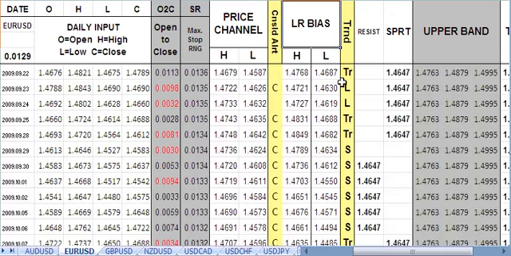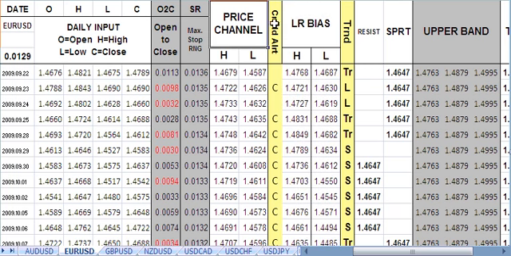Okay, we're going to take a look at the channels columns. You have price channel and you have a linear regression bias channel. Let's take a look. Here you'll see the price channel is on the left and the linear regression bias is on the right. Alongside of these two channels, you'll notice two yellow columns to the right of each.